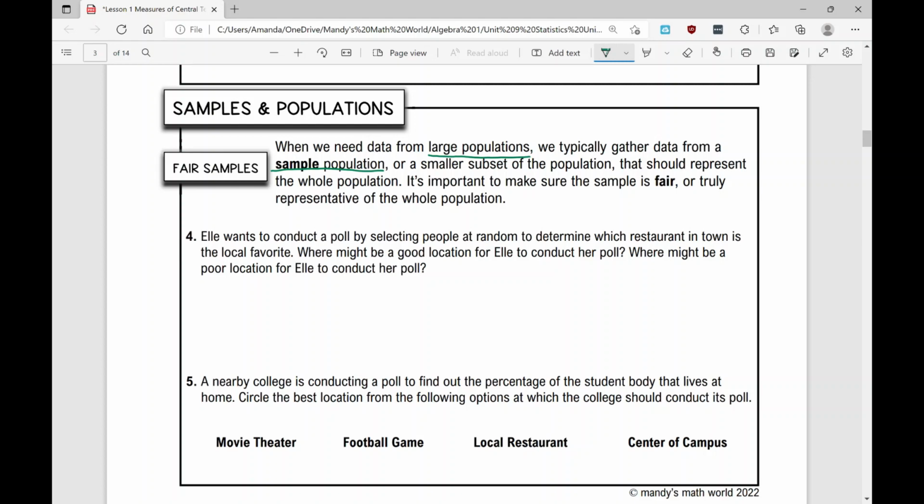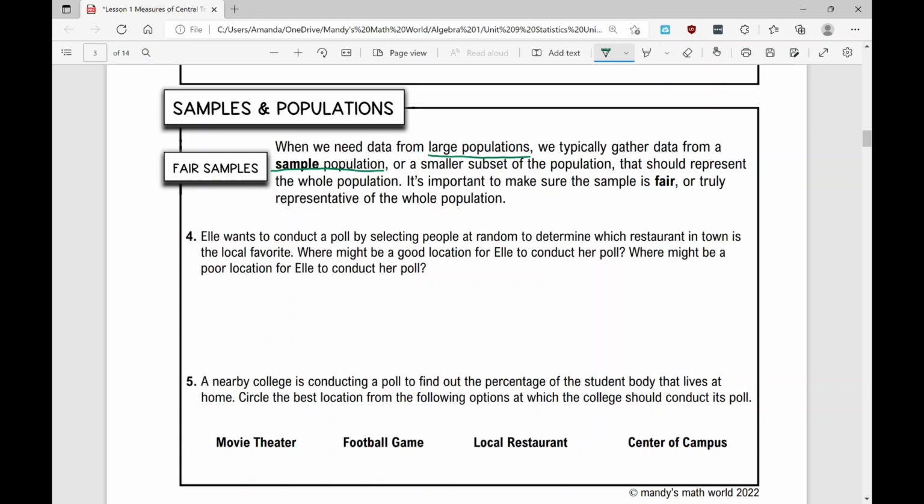Although a lot of stuff is done online now, we're going to talk about physical locations to gather data. So in example number 4, it says Elle wants to conduct a poll by selecting people at random to determine which restaurant in town is the local favorite. Where might be a good location for Elle to conduct her poll? Where might be a poor location for Elle to conduct her poll?